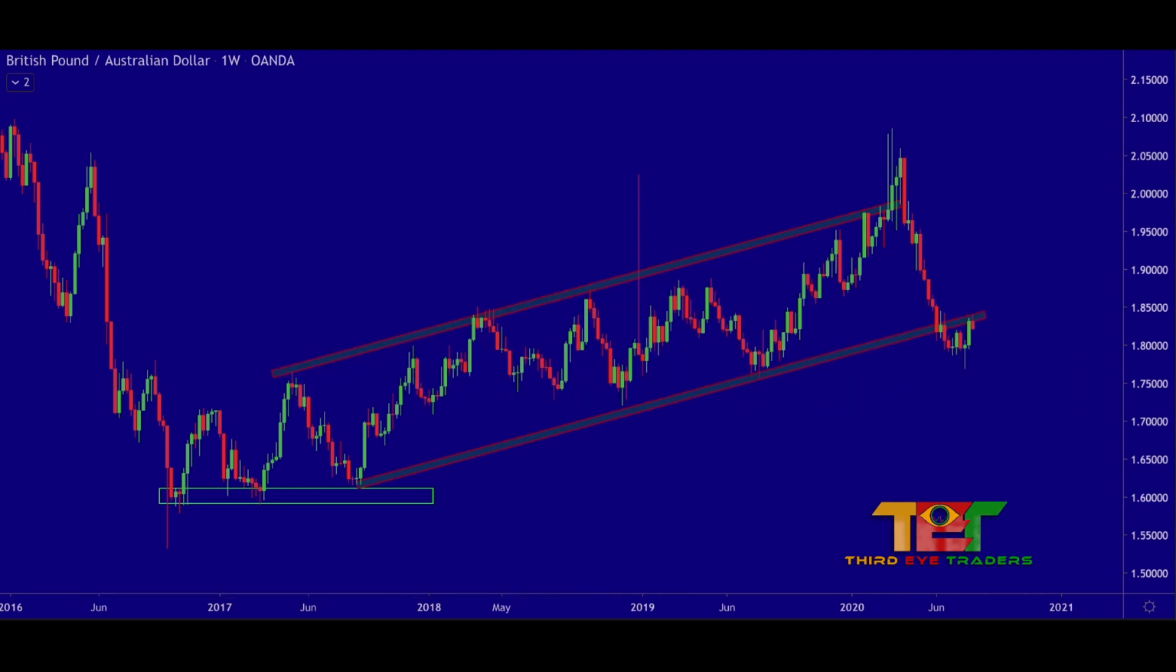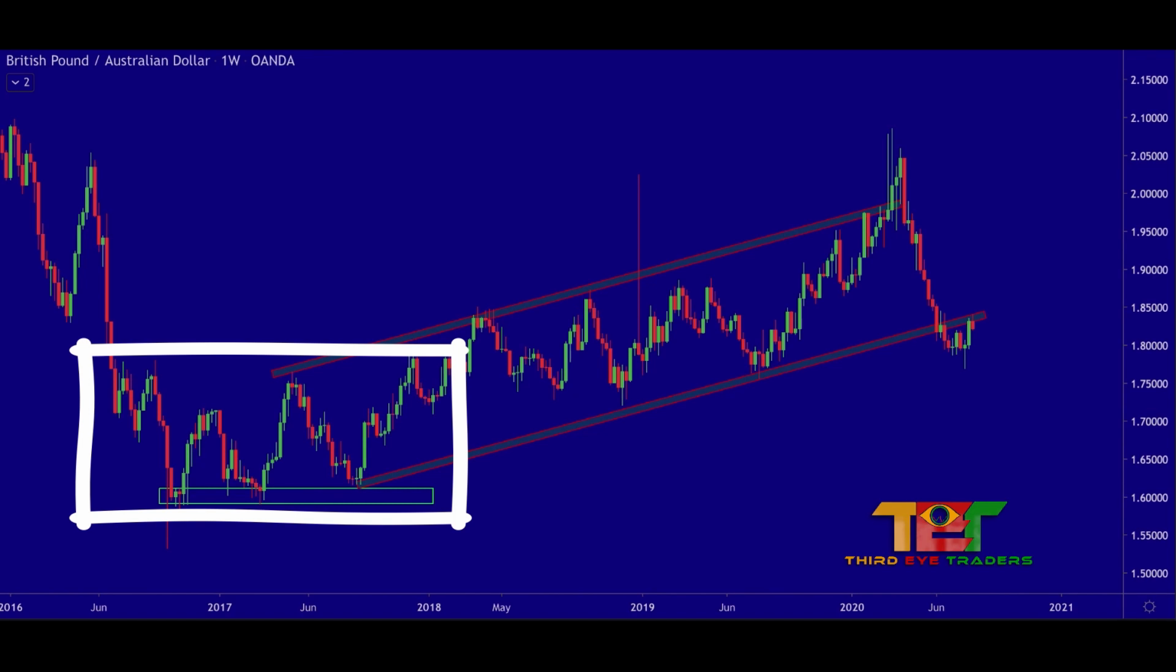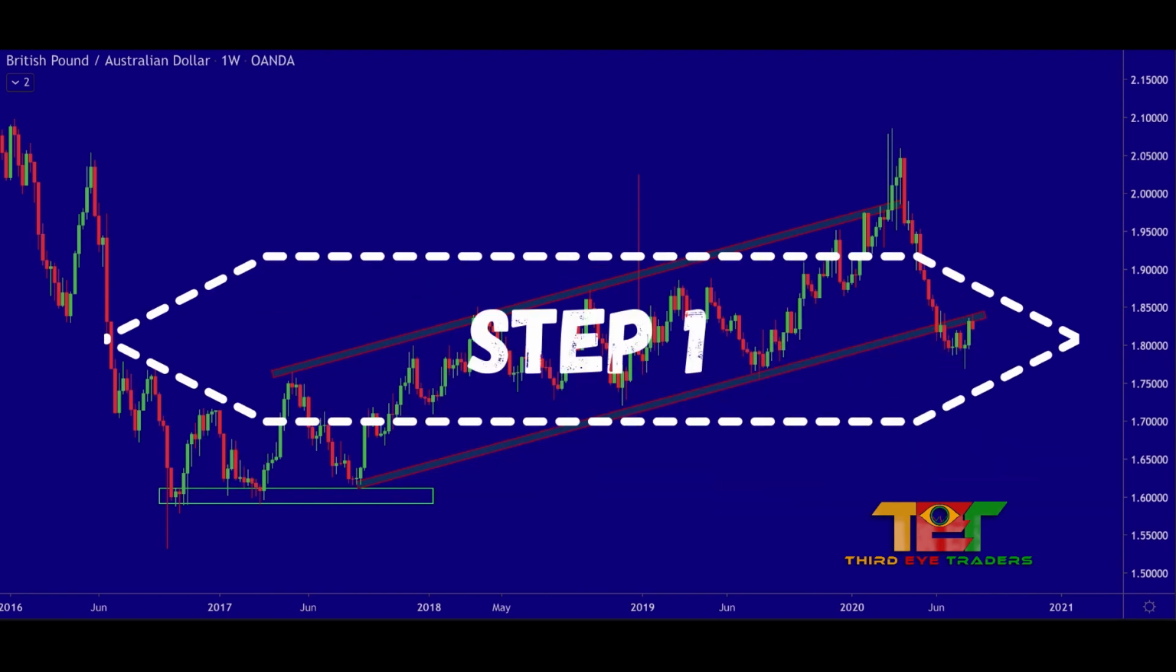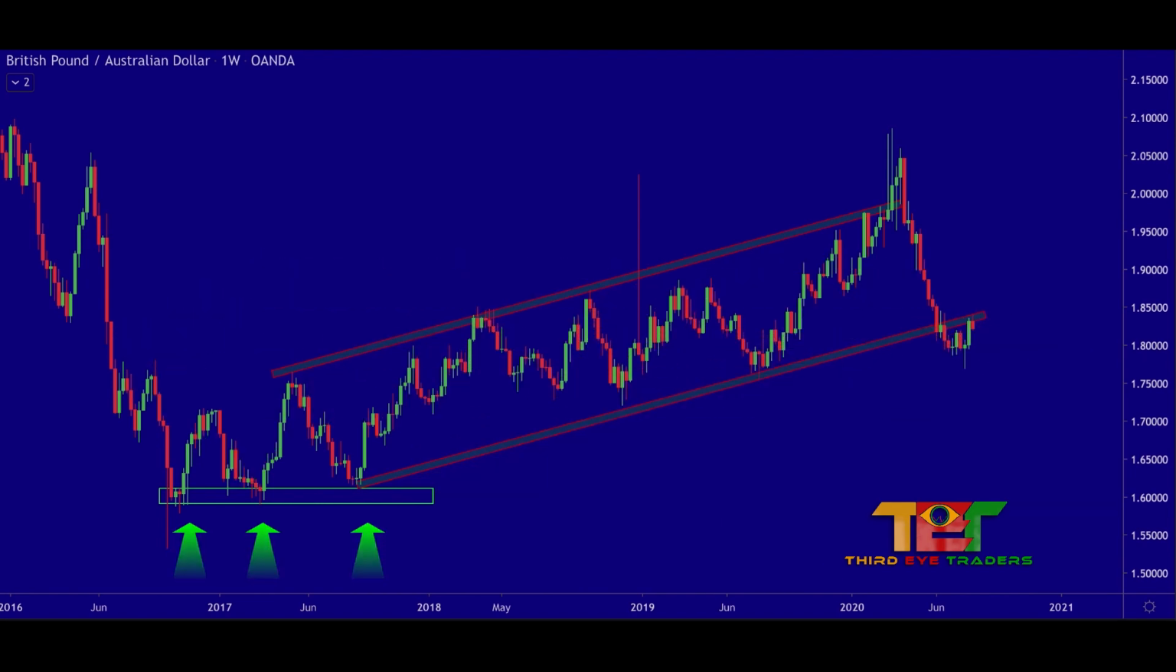Notice how price action fell to break this strong support zone. You see how price action established a reset for the market? So now we're going to go through our confirmation checklist. Step number 1. Price action approaches a major support zone.